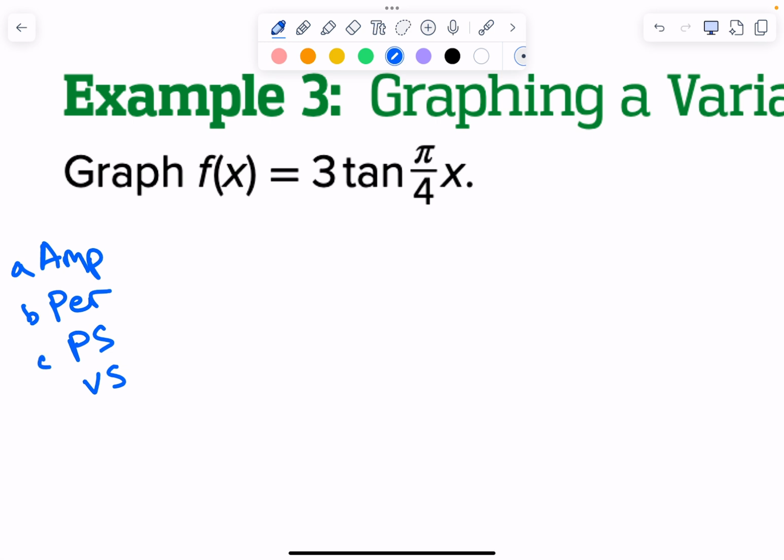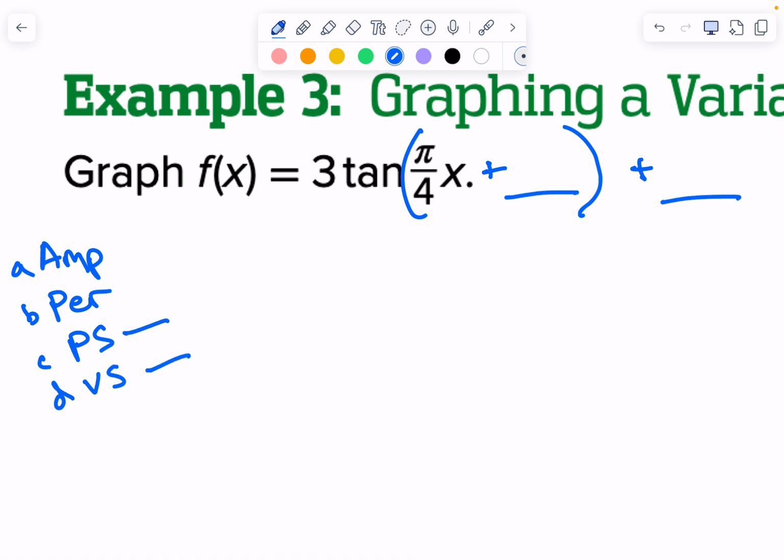But, yeah, we don't have the last 2. We don't have a C and we don't have a D. Can you tell that? Yes. Like this guy right here is a parentheses. My C would be here. My D would be here, right? Okay. So there's no C, no D, so no phase shift, no vertical shift. The amplitude is 3.